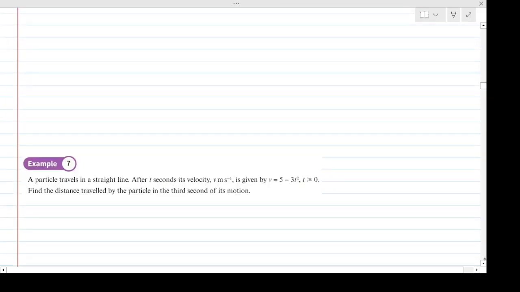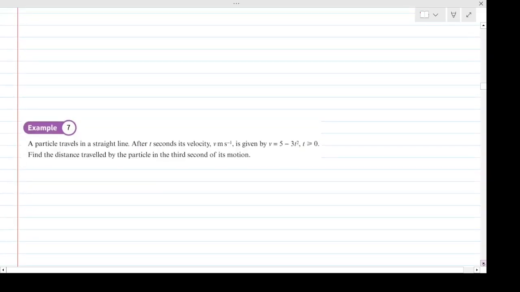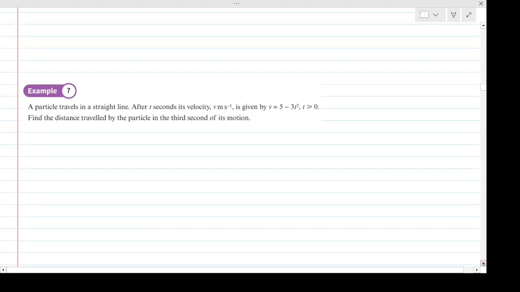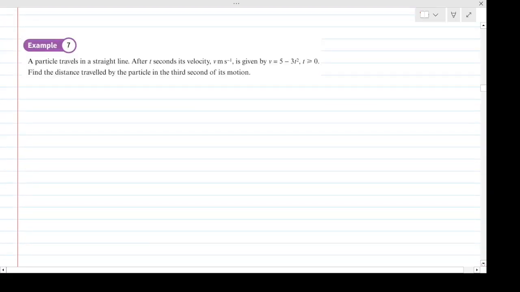So we've got this question here, and again, this one will also throw you off, I think. I'll get to that though. But here we're told a particle travels in a straight line. After t seconds, its velocity is given by v = 5 - 3t². Find the distance travelled by the particle in the third second of its motion. Now, this is what I think is going to cause the issue: in the third second of its motion.